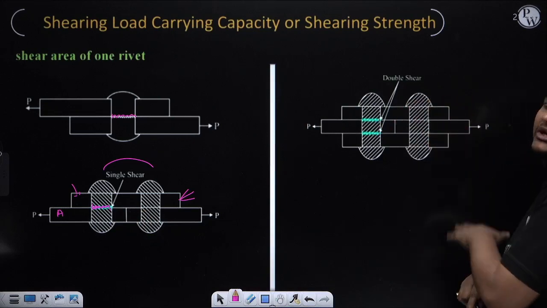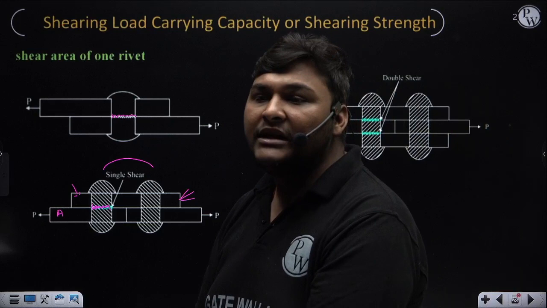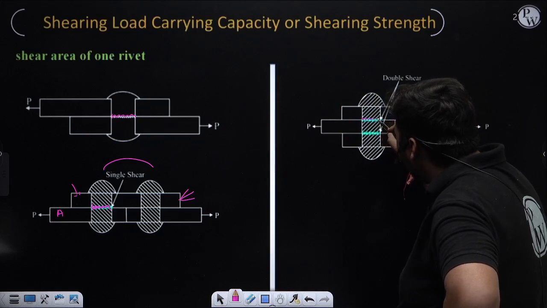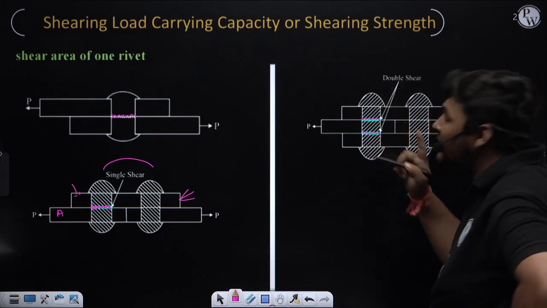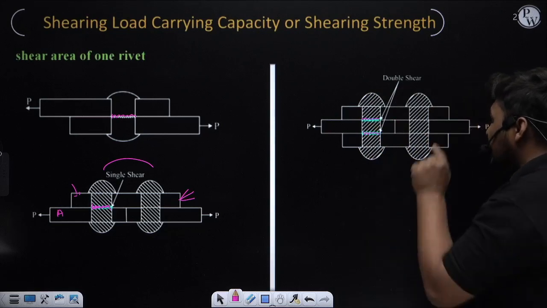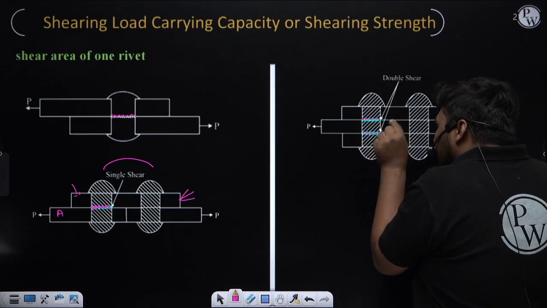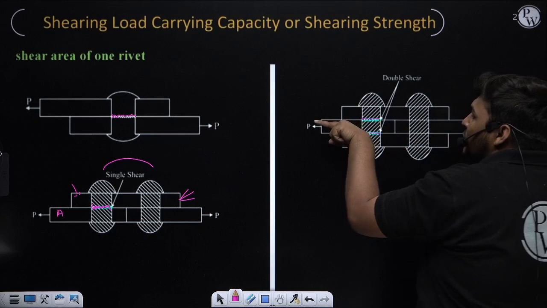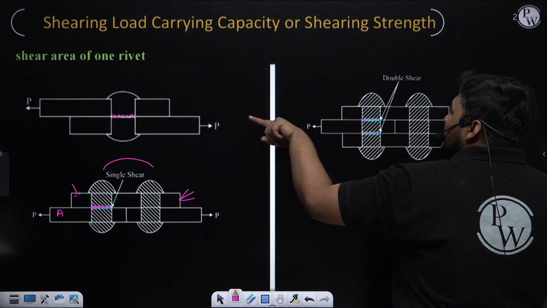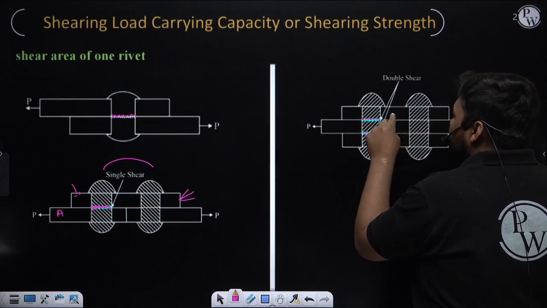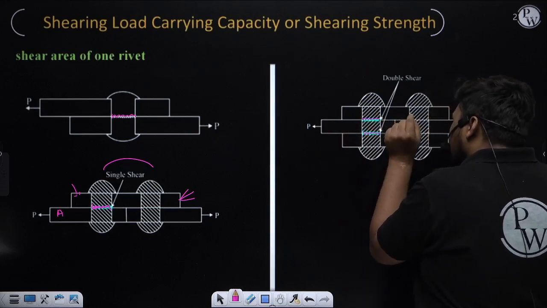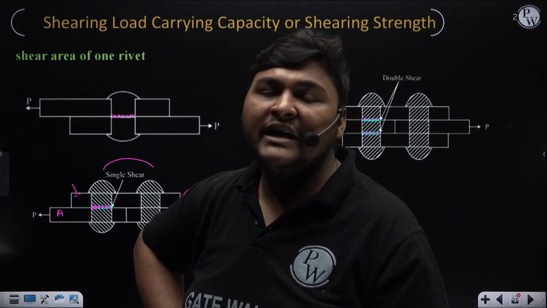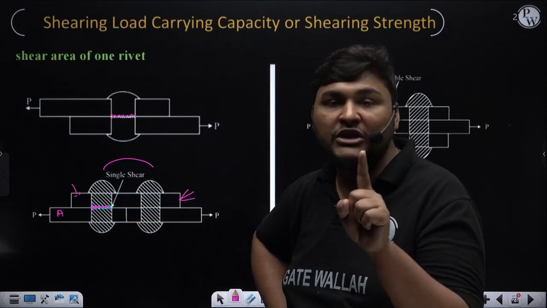If I use a double strap plate butt riveted joint, in this case you can see shearing from this plane will occur, and shearing from this plane will also occur in a single rivet. Right now I am only focusing on one rivet. So in this single rivet shearing from two planes is occurring, so it is known as double shear, because this load P is trying to move plate A in this direction. When it tries to move the plate, if shearing failure happens, it will happen from this plane and this plane also. Meaning in this single rivet double shear is occurring. And if double shearing is occurring, can I say that in that case the shear area of one rivet will be pi by 4 d square into 2.